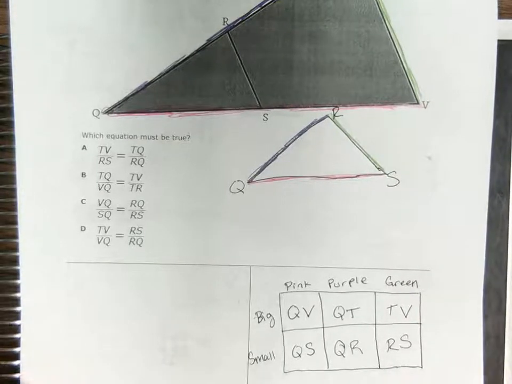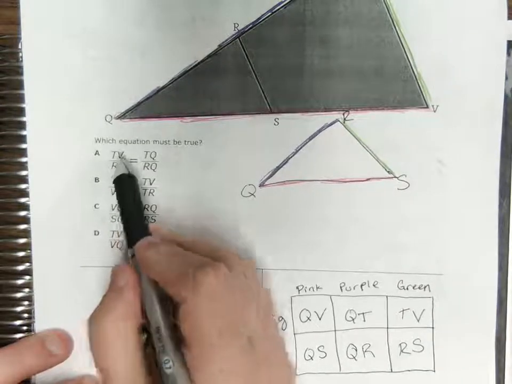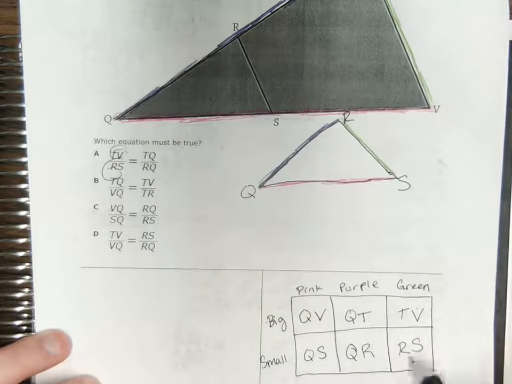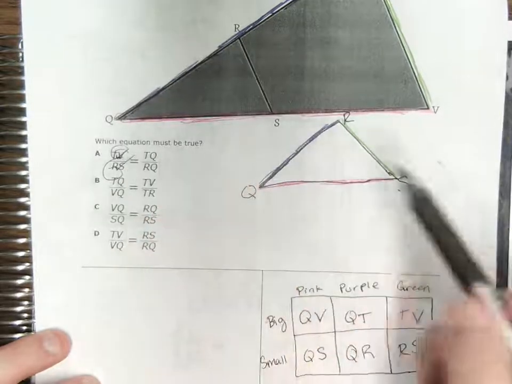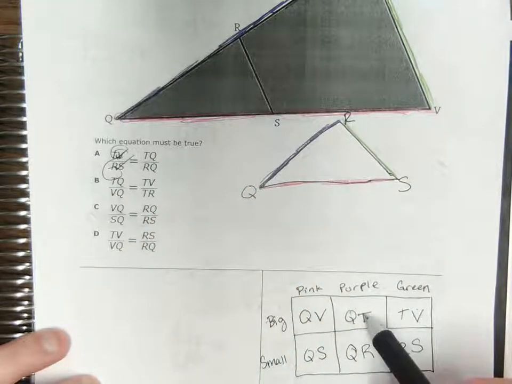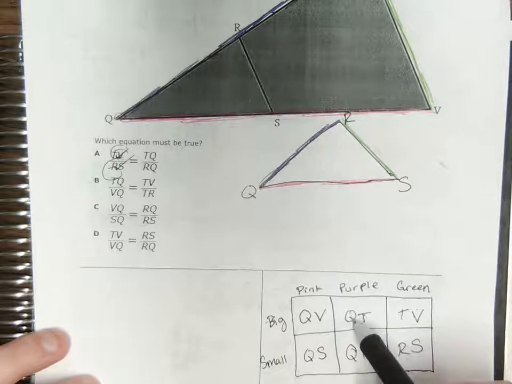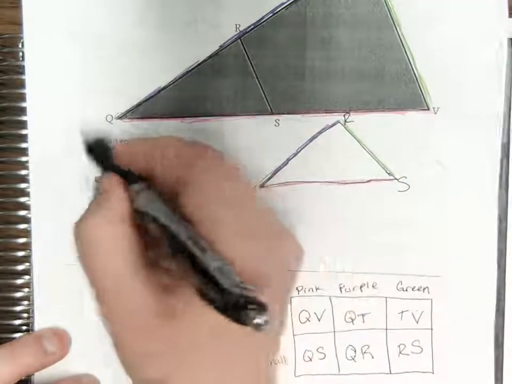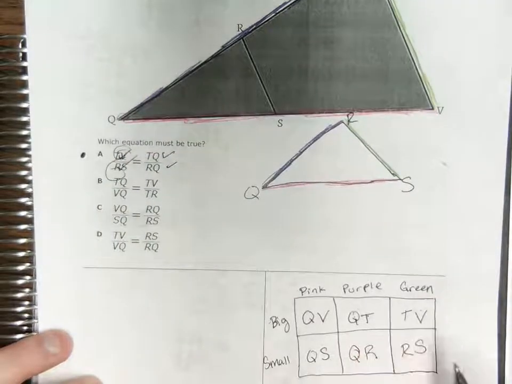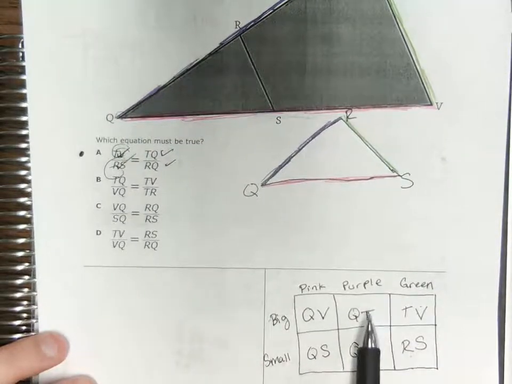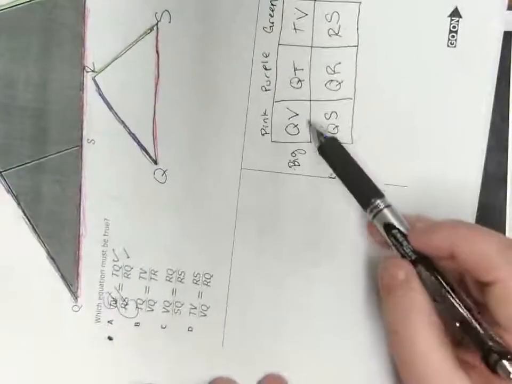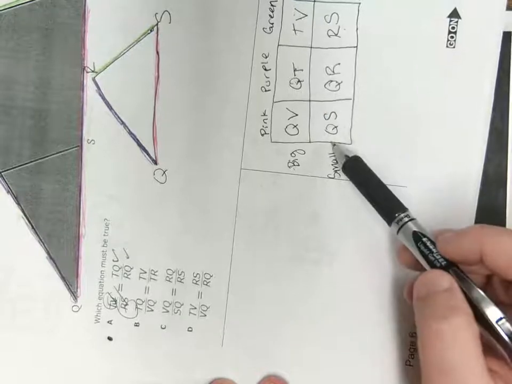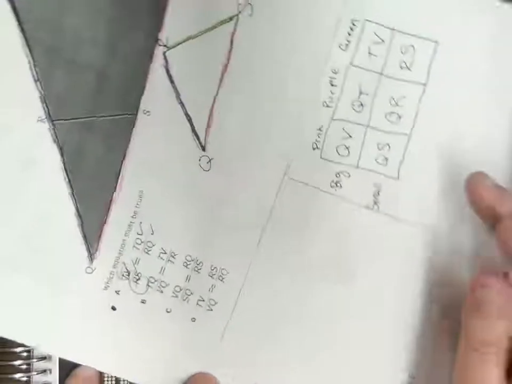Okay, and now I can make all of my things. So I'm just going to go through them. A, TV over RS, TV over RS, okay? So those check out. And then TV and TQ should be together. QT, TQ, they're the same. And then under that, this says RQ, QR. So those check out. So let's put a little dot there. Let's keep going. TQ and VQ. So I want to match it with this and this. So next to TQ should be QR.